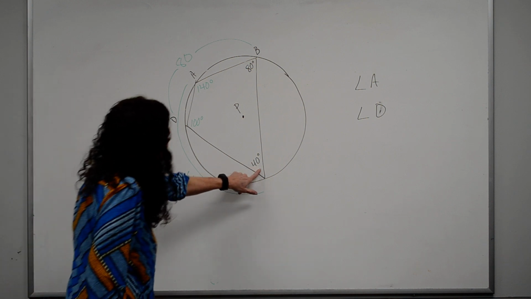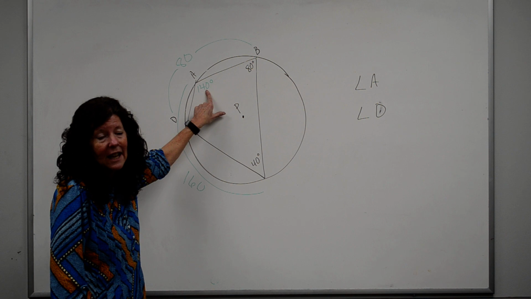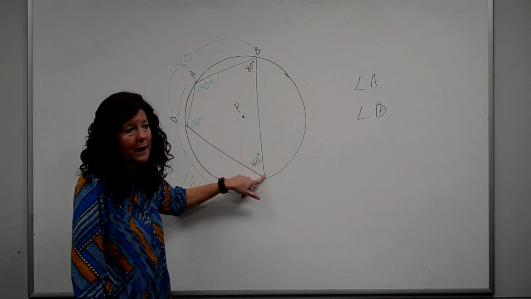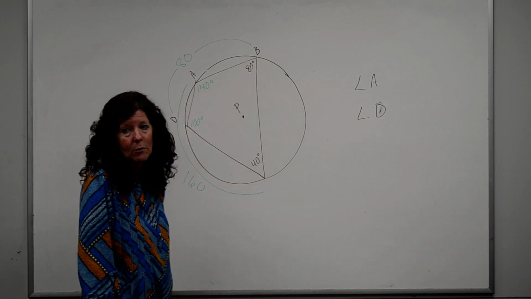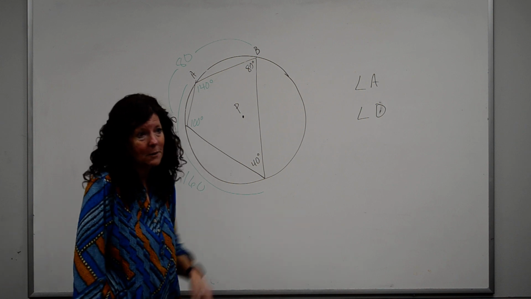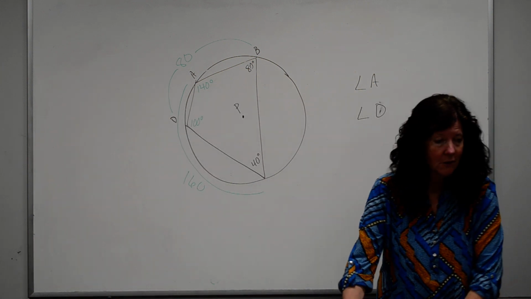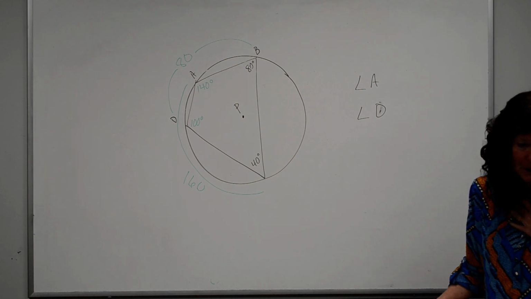So if I know the 40, this has to be 140, because that's the angle opposite. The two together have to equal 180. This plus this has to equal 180. Oh, cool. You're right, that was the easiest way to do it. We were trying to make it a little harder than that.